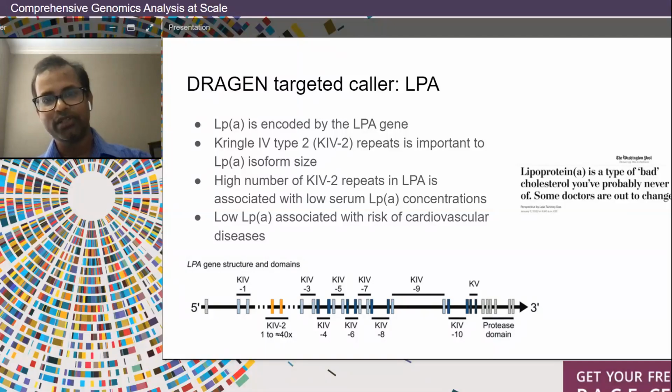If you look at the figure here, it shows the different KIV regions of the LPA. The most important is the KIV2 region, which is in orange. This KIV2 region has repeats, and that is important to the lipoprotein isoform size. A high number of repeats in this KIV2 region is associated with low lipoprotein concentration, and this low lipoprotein is associated with cardiovascular risk. You can see there is a Washington Post article about this lipoprotein and why it is important.